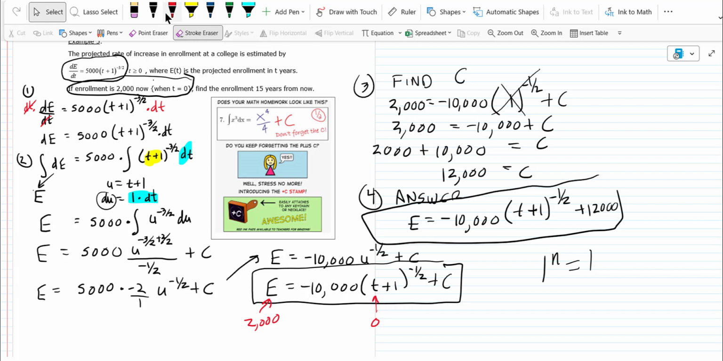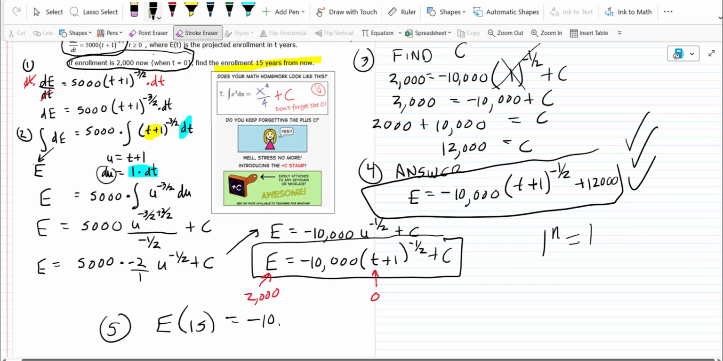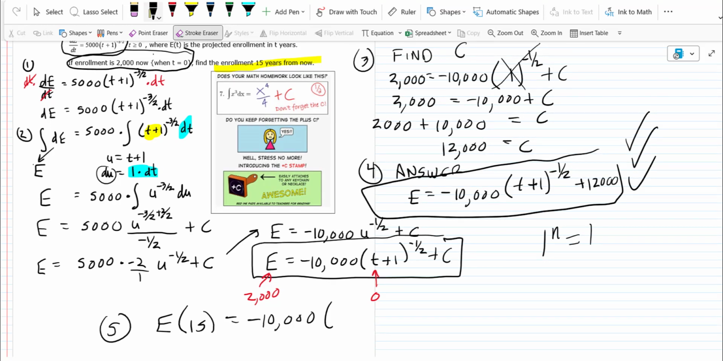Okay, one more part of the problem. This is the easy part. Now it says, find the enrollment in 15 years. So what do you think you do? You plug 15 in for t, exactly. So what we're really going to find, kind of like in the last step of the problem, is E of 15. You just take that final answer you got, and you do negative 10,000 times 15 plus 1 to the negative 1/2 plus 12,000.